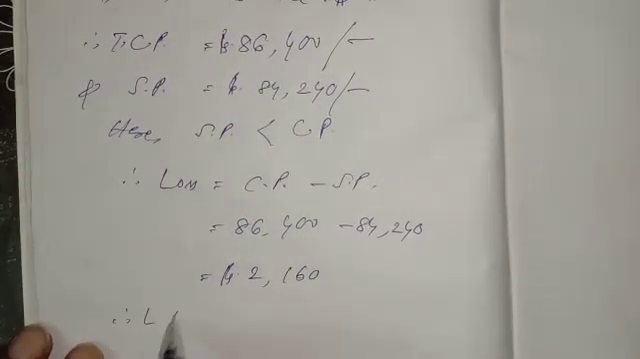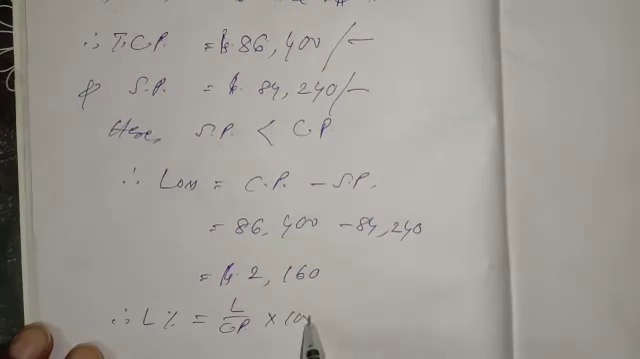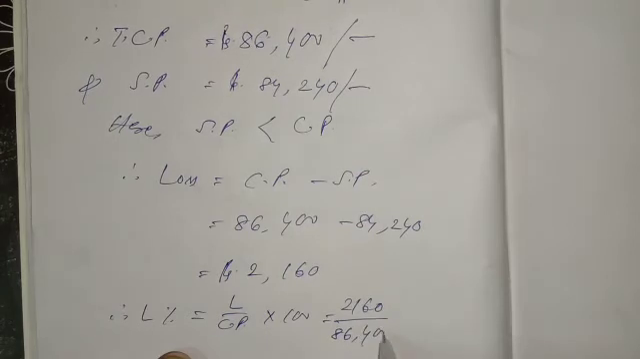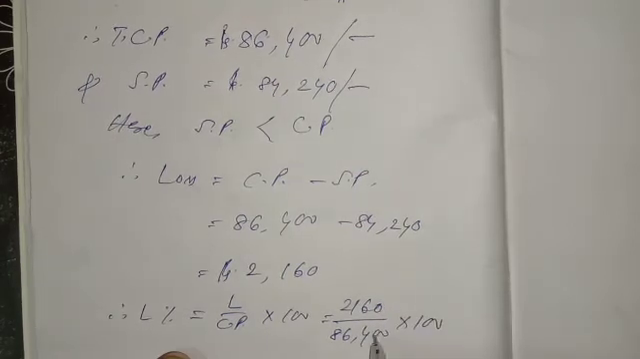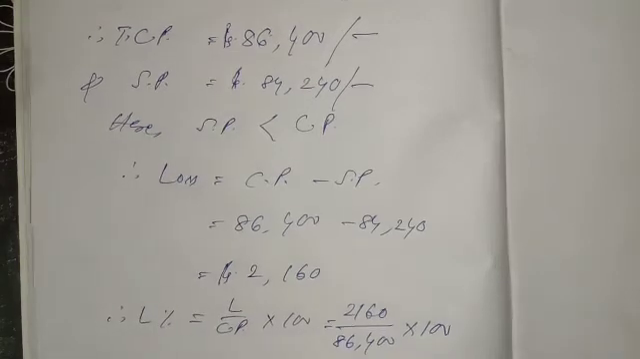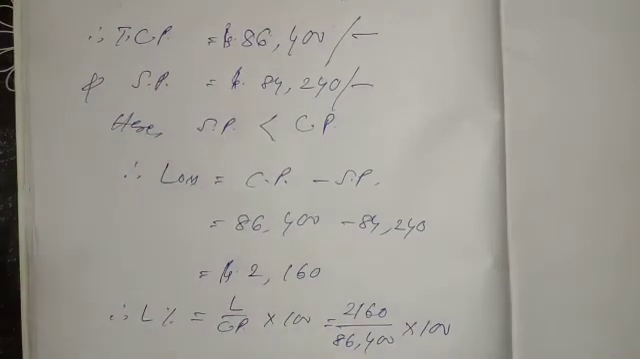Therefore, loss percentage will be loss by cost price into 100. Here loss is how much? 2160 divided by total cost price 86,400 into 100. Two zeros cancel, 2160 divided by 864. If you divide, how much you will get? Just calculate.